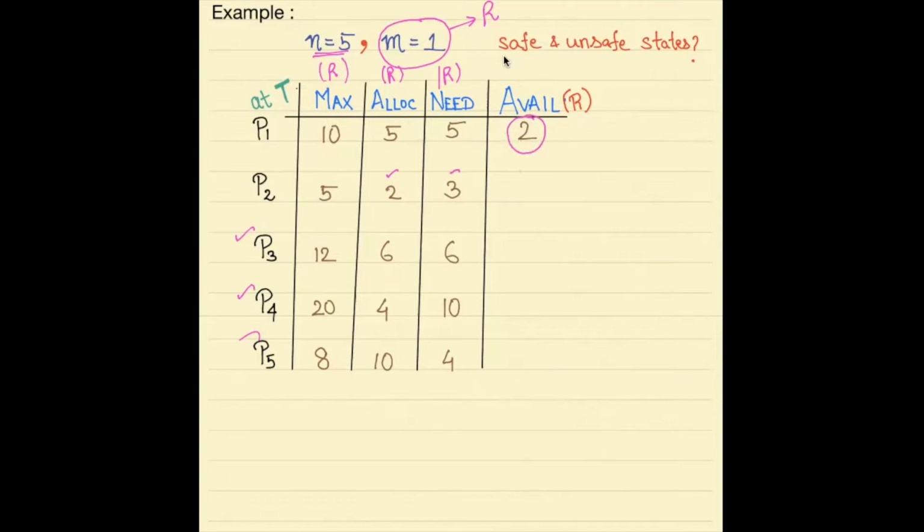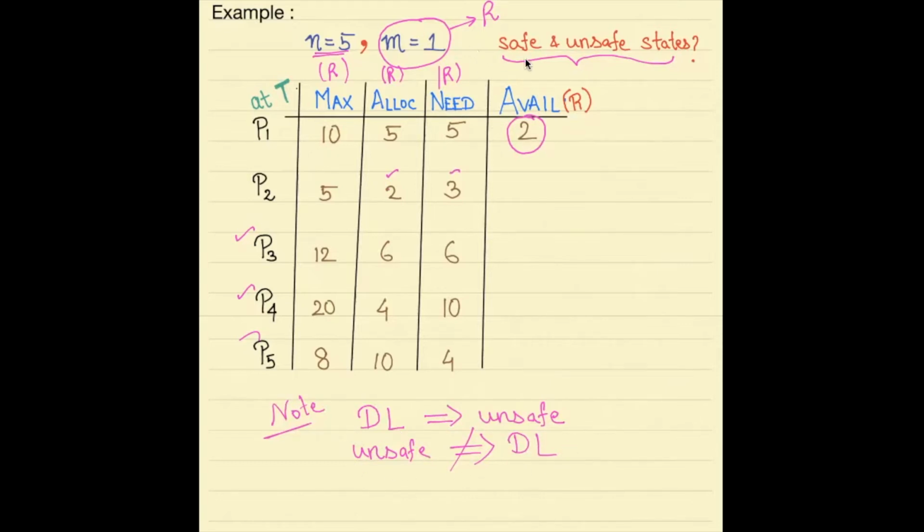Now we have to check whether the system is in a safe state or not. If the system is not in a safe state, there is a chance of deadlock. You have to keep in mind that deadlock always implies an unsafe state, but an unsafe state doesn't always imply deadlock. So keep this note in mind. Deadlock will always lead to an unsafe state, but not all unsafe states lead to deadlock.